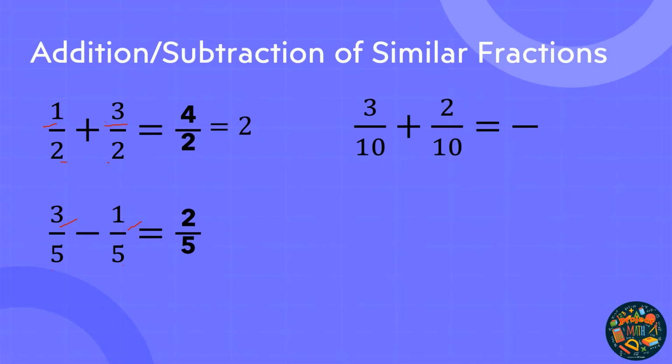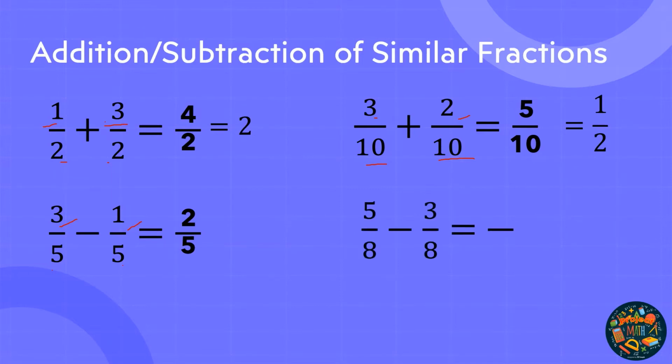Then next, we have 3/10 plus 2/10. So just add the numerators. So 3 plus 2 is equal to 5, and copy the common denominator, which is 10. Then reduce the answer to lowest terms. So as you can see, 5 and 10 have the GCF 5. So 5 divided by 5 is equal to 1 and 10 divided by 5 is equal to 2. So therefore, the final answer is 1/2.